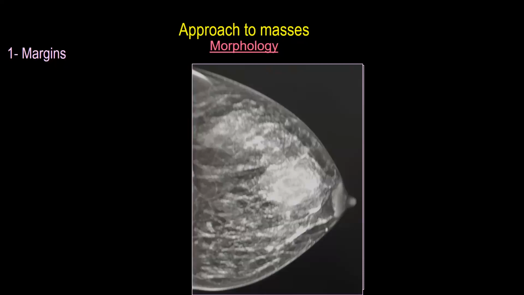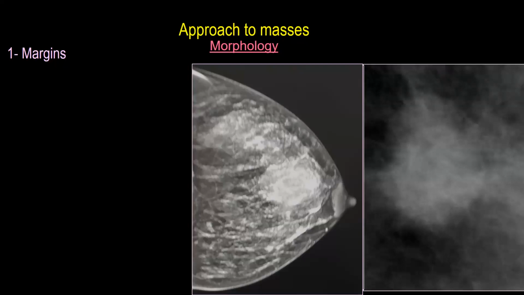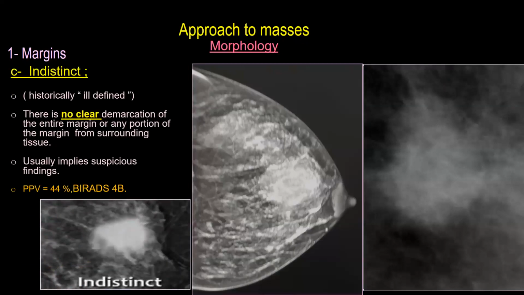Indistinct. Circumscribed? Microlobulated? This is indistinct. Okay, and this one, again, it is indistinct. Look, can you compare it with the illustration here? Yes, the margins are not clear, no demarcation. There is no demarcation with the adjacent tissue. So if part or the whole mass margin is not clear, then we consider it as indistinct.